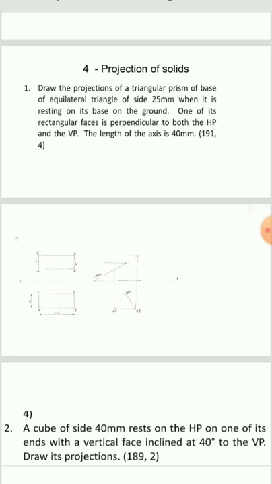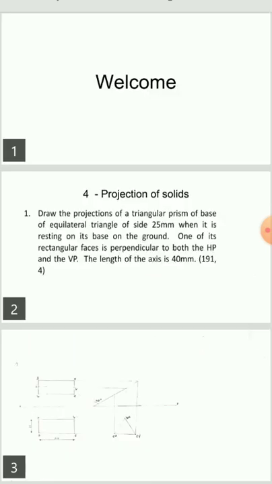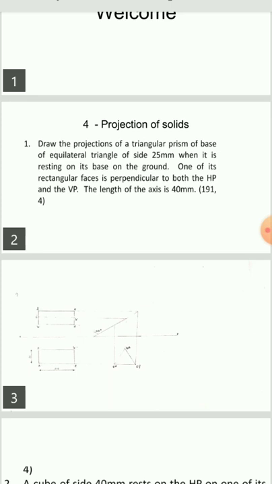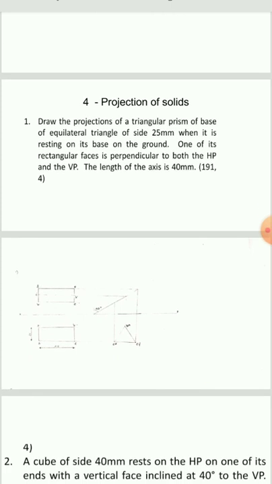We can draw it and mark it as A, B, C, D and E, F, G, H. Then they give the side width as 25 mm and the length of the axis as 40 mm, and that the face is perpendicular to both HP and VP. So when HP and VP are perpendicular, it is 45 degrees. Just tilt the rectangle to 45 degrees, and you can see only the ABC side of the equilateral triangle, and DEF will be hidden at the back side. Just mark it as such.